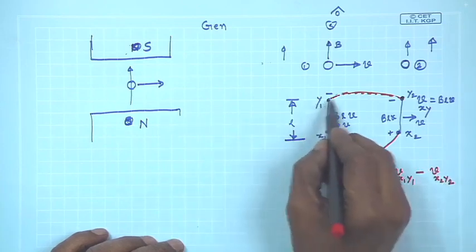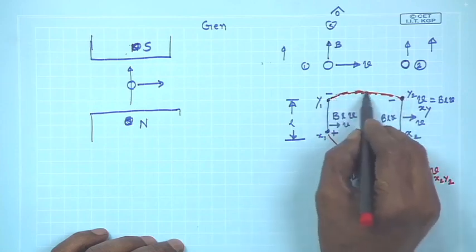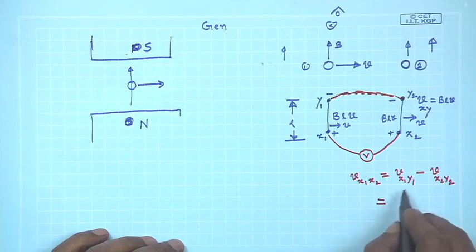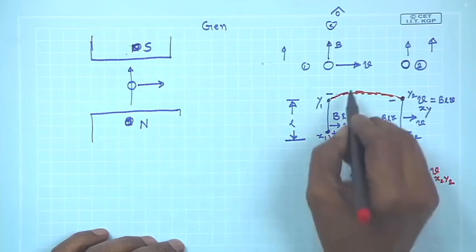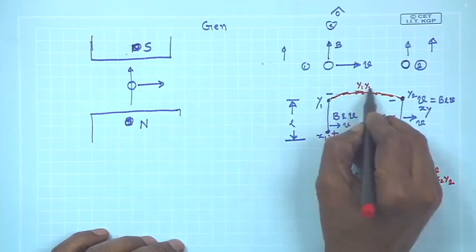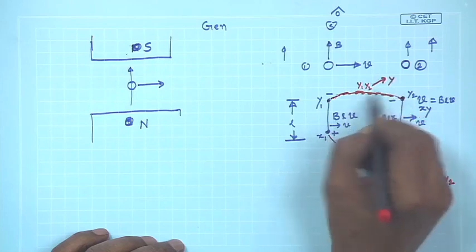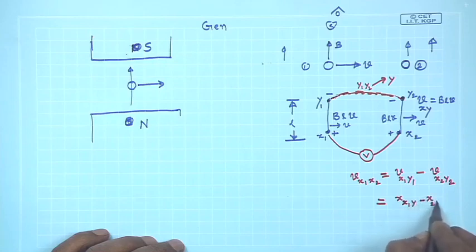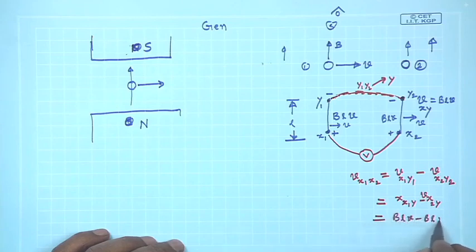And this y1 and y2 are at the same potential because of this connection. Therefore, this y1 y2, let me call it y now, a common point. So, this is V x1y minus V x2y, and this will be BLV minus BLV, and that is equal to 0.